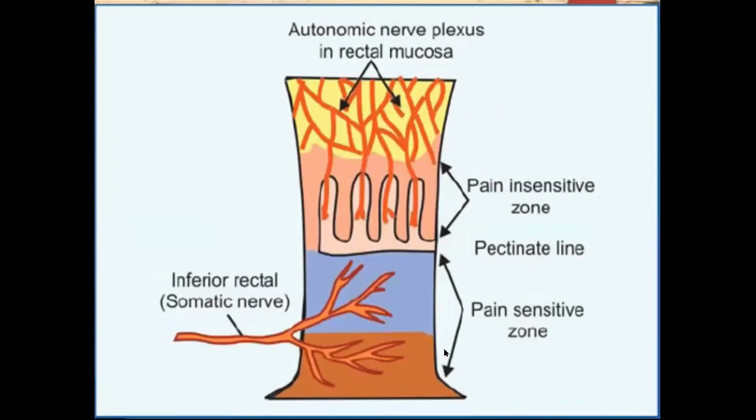Okay, this is the nerve supply. Above the dentate line, autonomic nervous system. Below the dentate line, somatic nerve, as we discussed. The inferior rectal nerve comes from the pudendal. Below the dentate line is the pain-sensitive zone. Above the dentate line is the pain-insensitive zone. Clear? We discussed what lesions can happen.